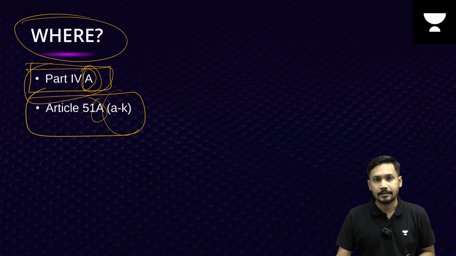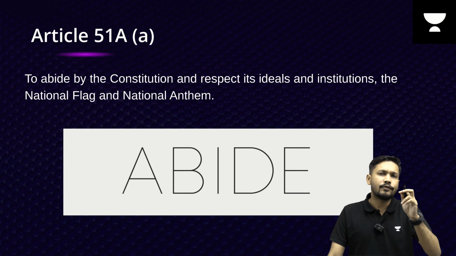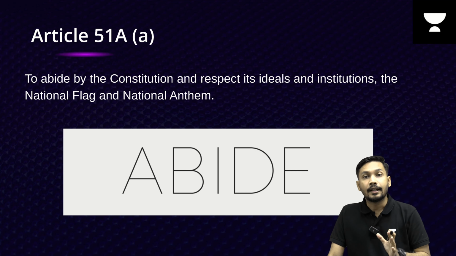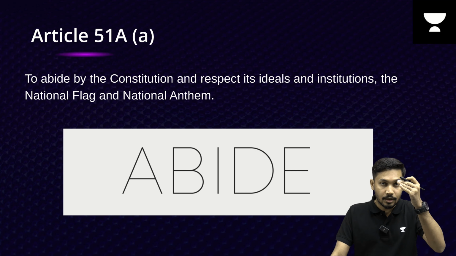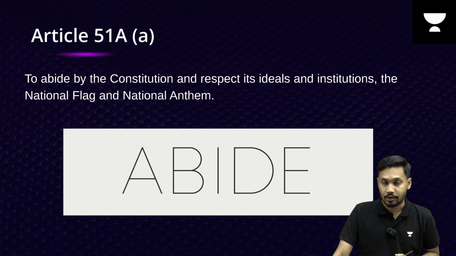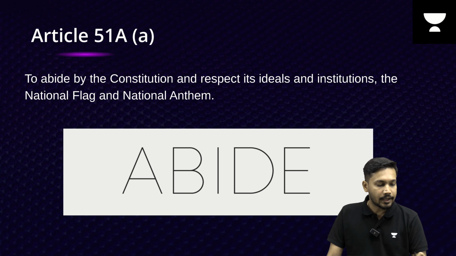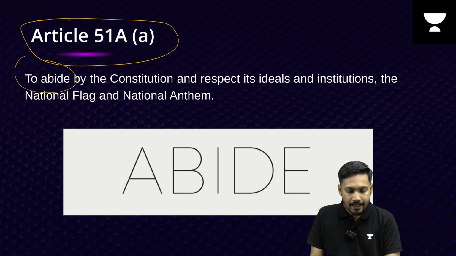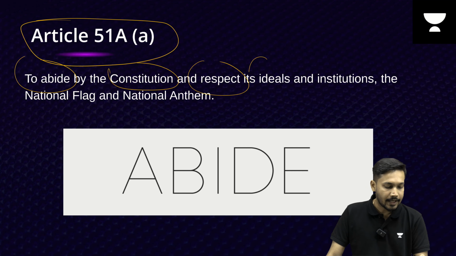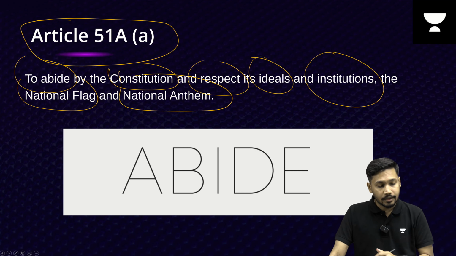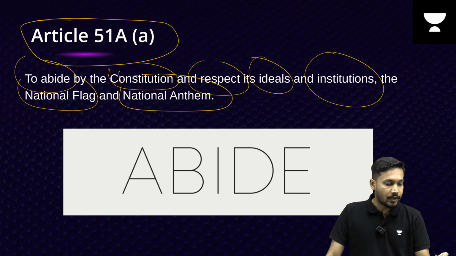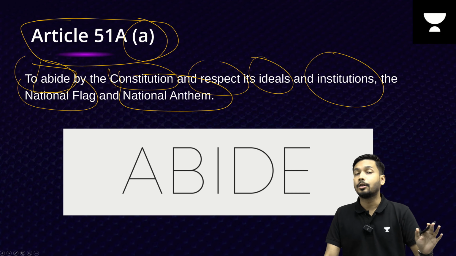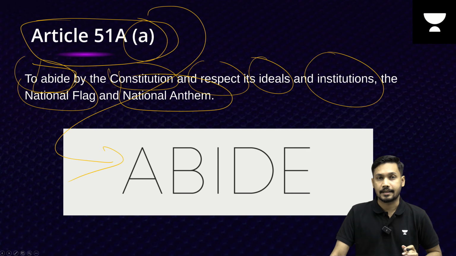We'll see these clauses. Now, I'll give you a trick to remember these fundamental duties, because there are 11 and sometimes they are asked in the way they have been mentioned in the Constitution. So, Article 51A, Clause A. To abide by the Constitution and respect its ideals and institutions, the national flag and national anthem. To remember this, it is Clause A, we'll only remember abide. A, abide. That's all we have to remember.